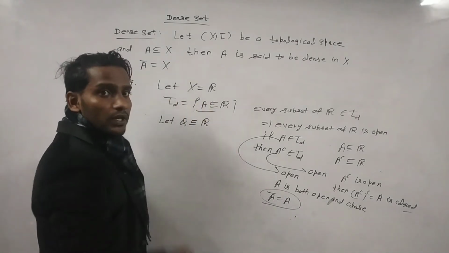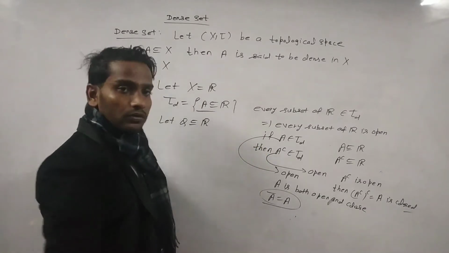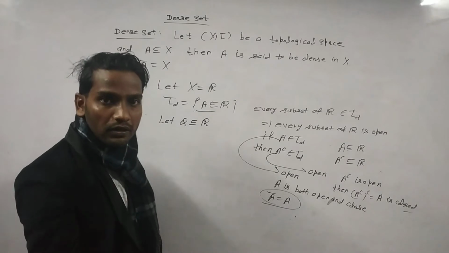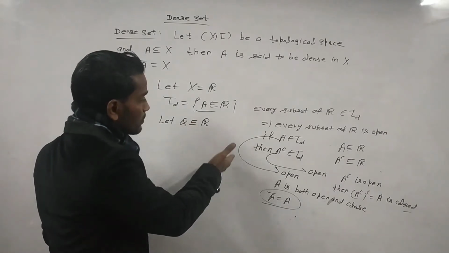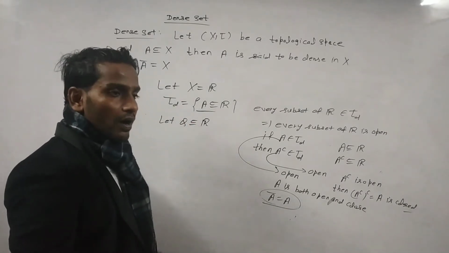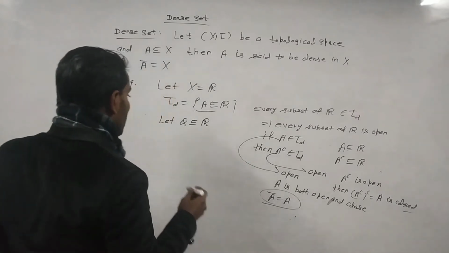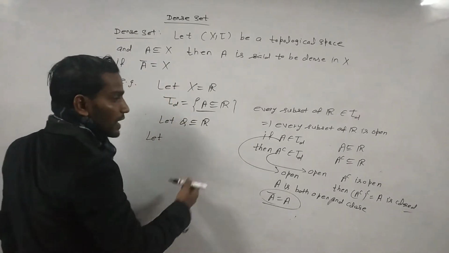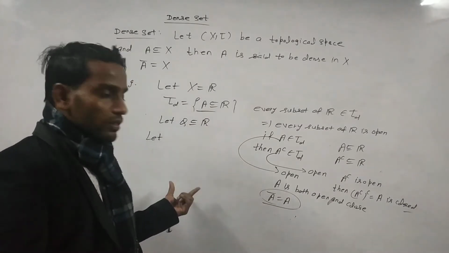Q belongs to tau D. Also Q complement belongs to tau D. This implies Q is both open and closed. Then Q closure will be equal to Q itself. Or we can discuss it with the definition also.